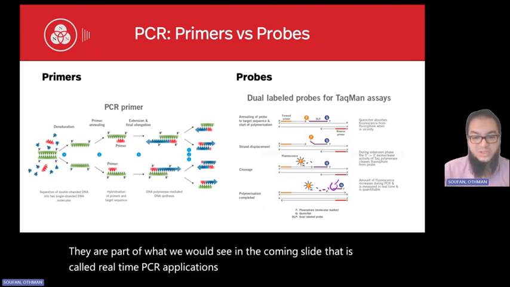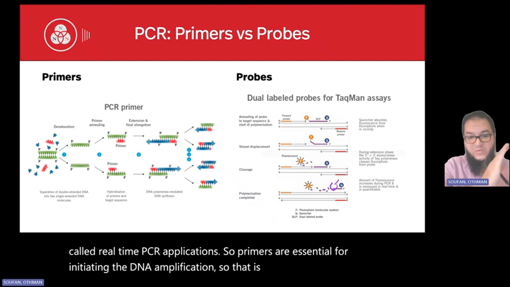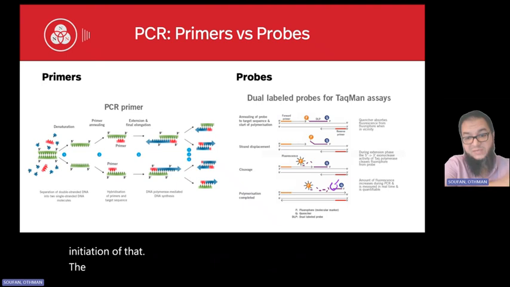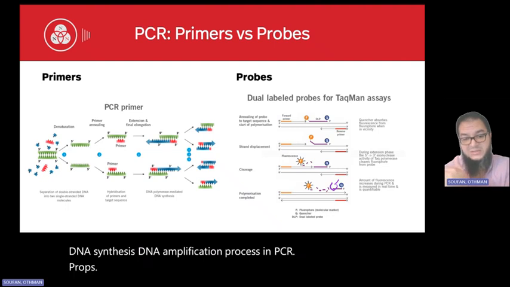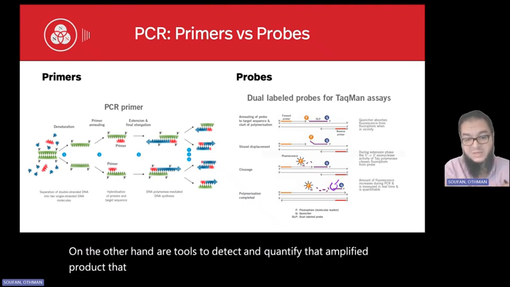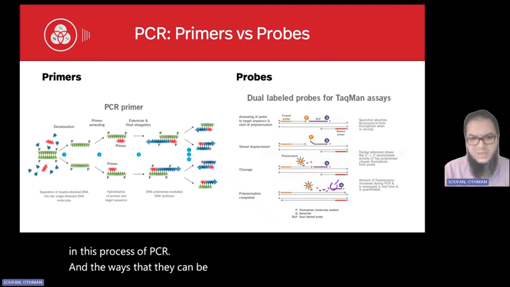So primers are essential for initiating the DNA amplification. That is more focused on the initiation of the DNA synthesis, the DNA amplification process in PCR. Probes, on the other hand, are tools to detect and quantify that amplified product. So they have two different roles in this process of PCR and in the ways that they can be used.